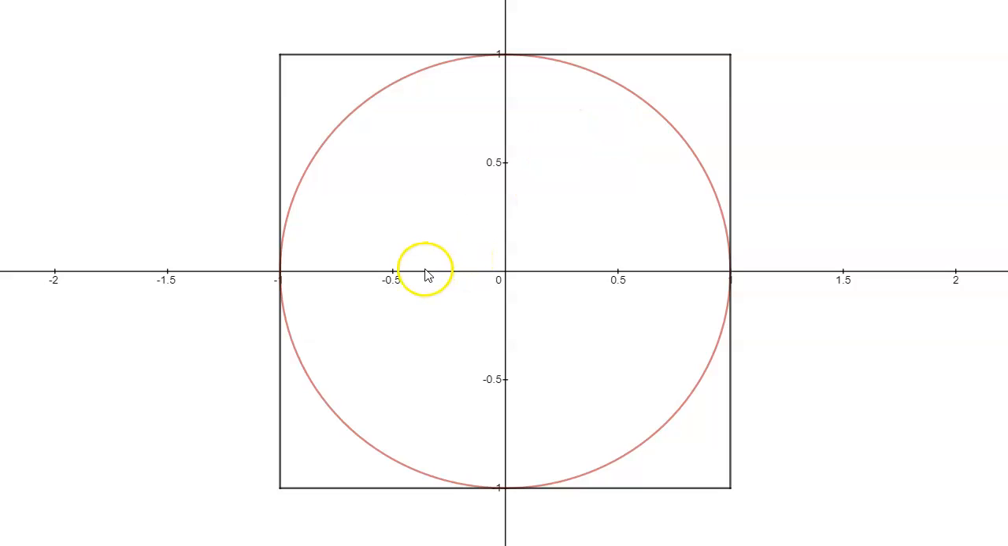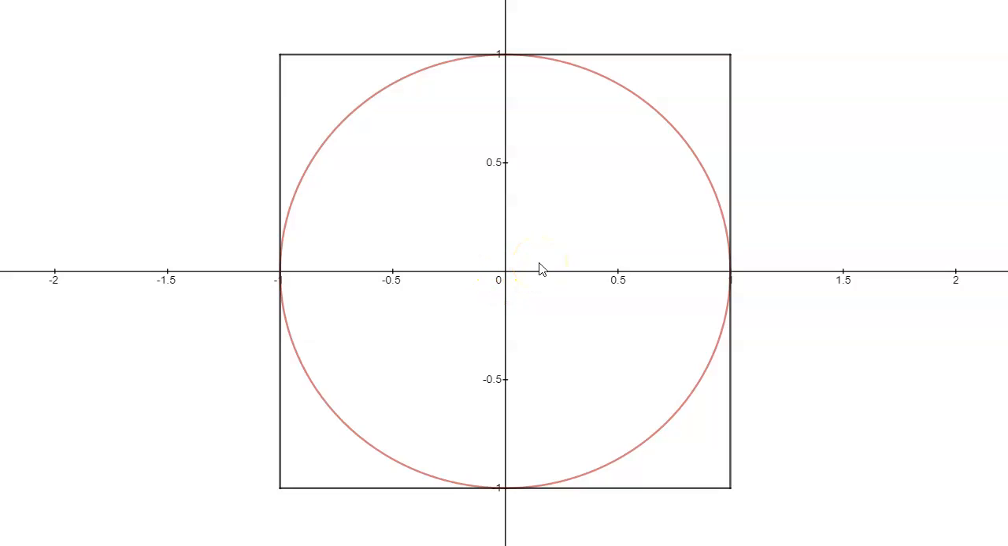It looks like maybe 3/4 of it or 80%, something like that. Well, we can actually figure it out exactly. The area of this square is 2 times 2, so it's 4. The area of this circle is pi r squared, but r is 1, so it's just pi. The area of the circle is pi, the area of the square is 4, so the percentage of the square that the circle takes up is pi over 4.